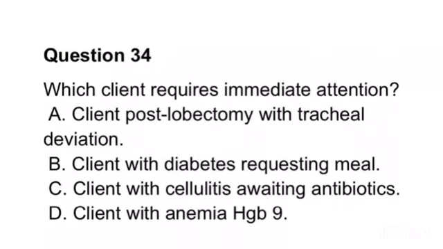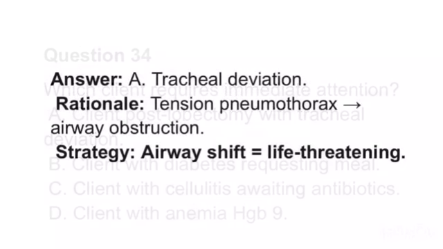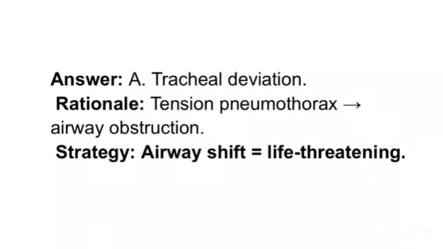Question 34. Which client requires immediate attention? A. Client post-lobectomy with tracheal deviation. B. Client with diabetes requesting meal. C. Client with cellulitis awaiting antibiotics. D. Client with anemia hemoglobin 9. Answer: A. Tracheal deviation. Rationale: tension pneumothorax, airway obstruction. Strategy: airway shift equals life-threatening.